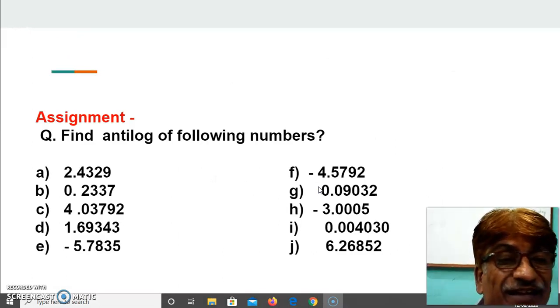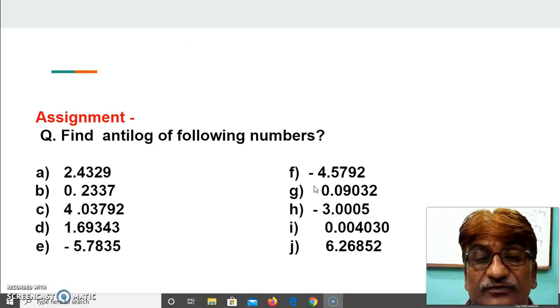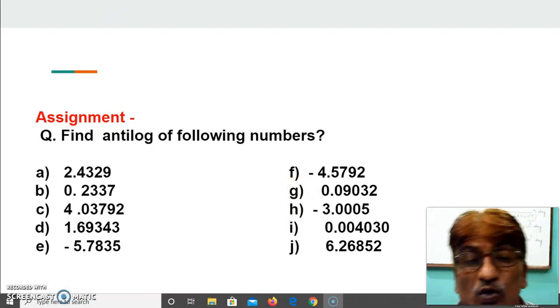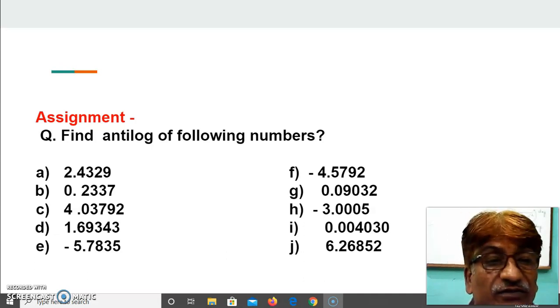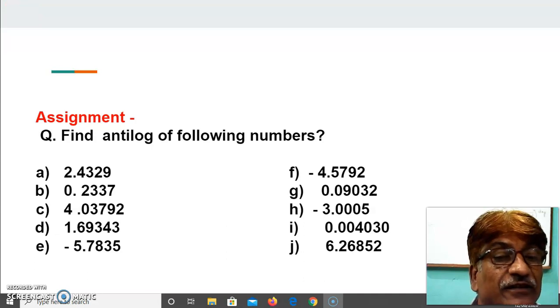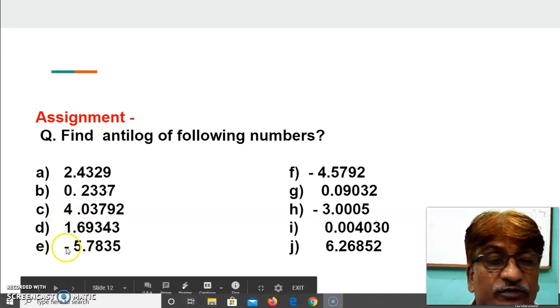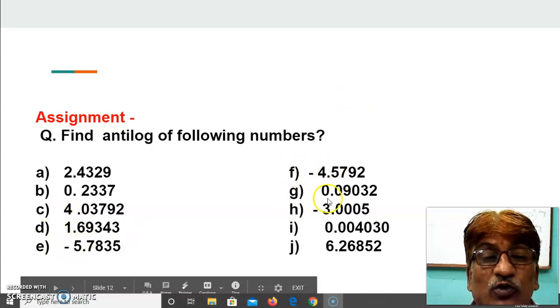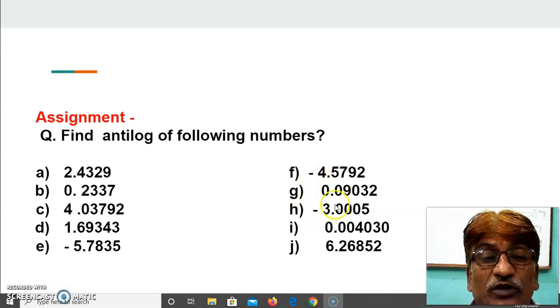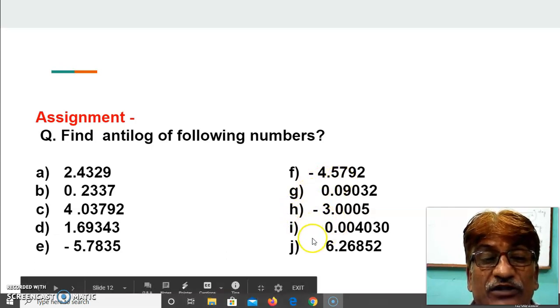Again, a small assignment is given for the students to practice finding the antilog of the following numbers. See here, these are the powers of 10: 10 to the power 2, 10 to the power 0, 10 to the power 4, 10 to the power 1, 10 to the power minus 5, 10 to the power minus 4, 10 to the power 0, 10 to the power minus 3, 10 to the power 0, and lastly 10 to the power 6.